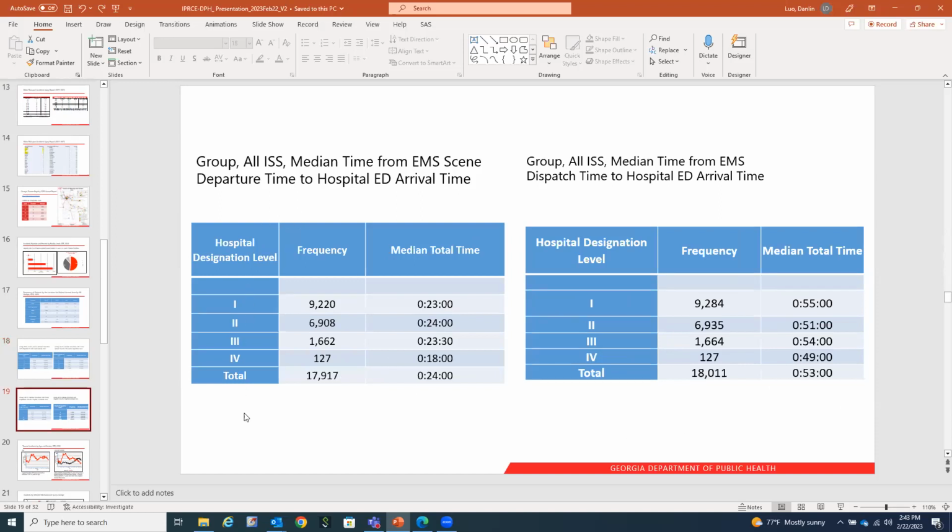This left table shows median time from EMS scene departure to hospital ED arrival. It takes about 24 minutes. And this right table shows the total time. That is the median total time from EMS dispatch until the hospital ED arrival. It takes about 53 minutes.